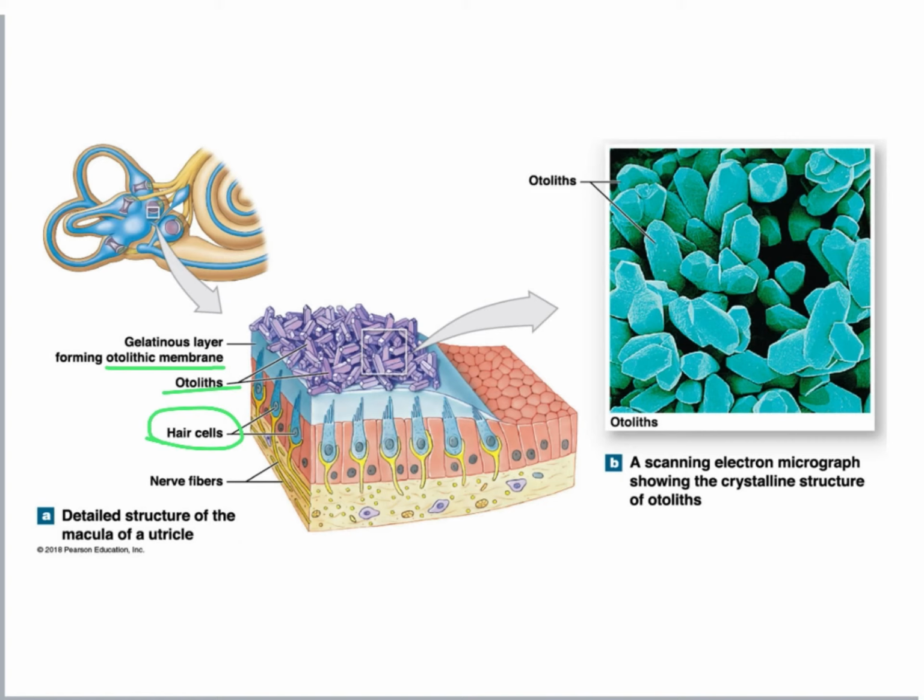So, as you can imagine, when we move in a horizontal or vertical direction, gravity causes the otolithic membrane to move, which causes the hairs to bend, and when these hairs bend, they generate action potentials, which get transmitted along the vestibular branches of the vestibulocochlear nerve.